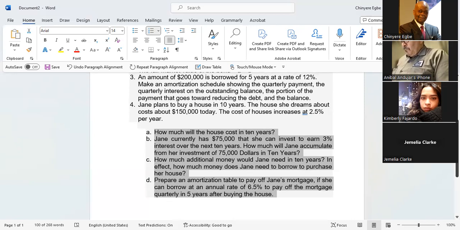Because we know houses appreciate in value. So the house is $150,000 today. How much would the house cost in 10 years? So you find out how much are you looking to spend 10 years from now? Now, Jane currently has $75,000 that she can invest to earn 3% interest over the next 10 years. How much would Jane accumulate from her investment of $75,000 in 10 years?